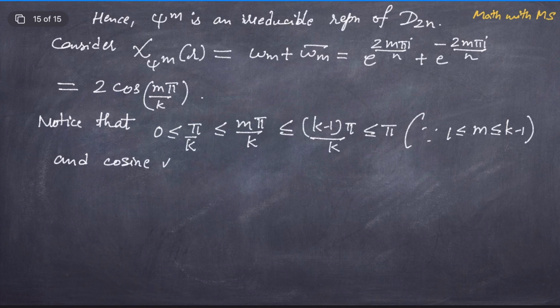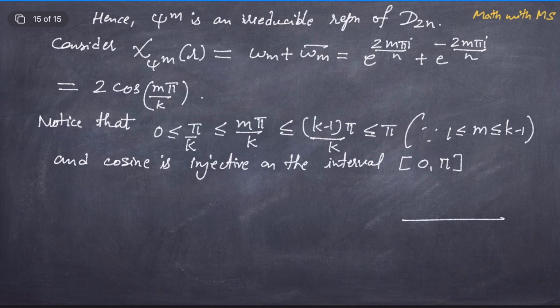And cosine is injective on the closed interval 0 to pi. If you recall the graph of cosine, you have 0, pi by 2 and pi, minus 1, 1. The cosine graph goes like this. Alright, so cosine is injective in this interval.